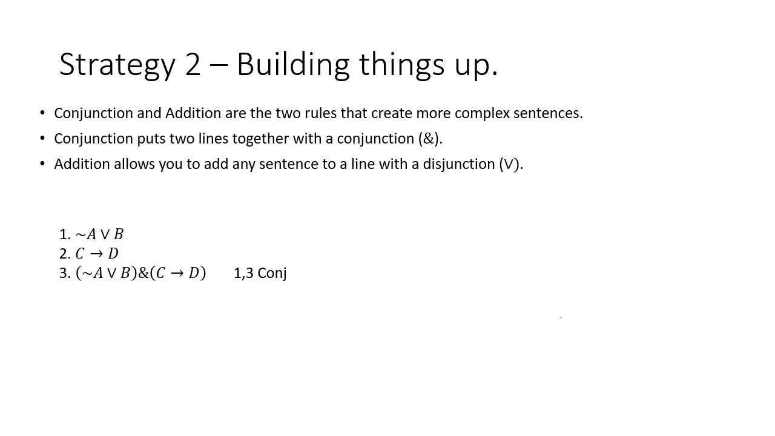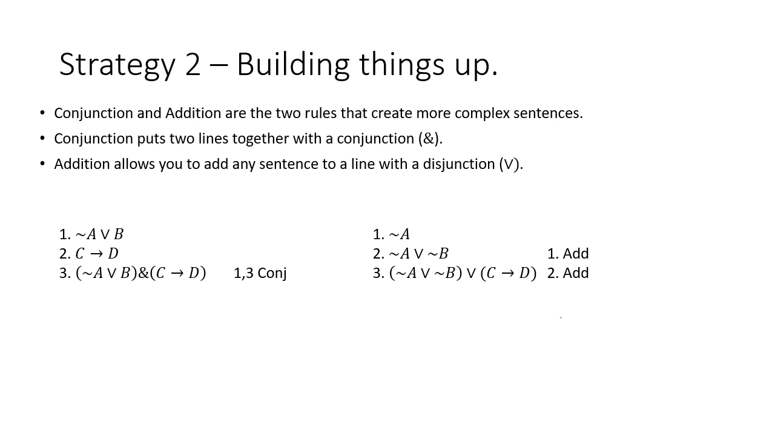So here's an example of conjunction. We've got line 1, which is this somewhat complicated sentence. We have line 2, which is also kind of complex. But you can take those two sentences and put them together with the conjunction rule. So you make an even more complicated sentence.